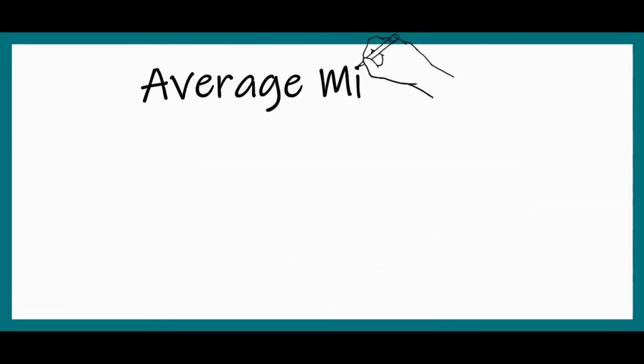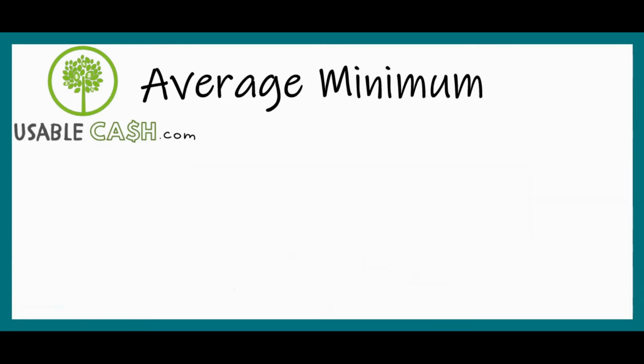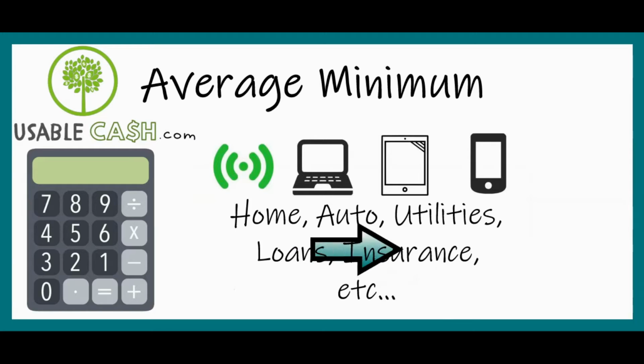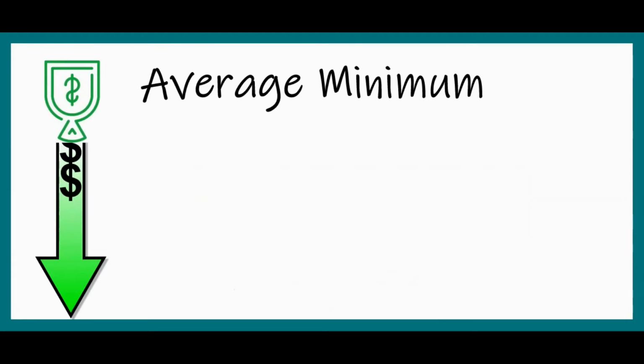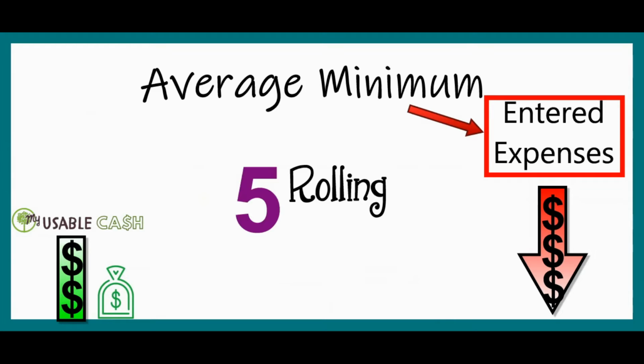Next, the average minimum. Income is not necessarily defined as your actual paycheck. However, it is the UsableCash.com calculations based on the expenses you enter. It is the very least amount you'll need each pay period to cover your entered expenses over 5 rolling years.